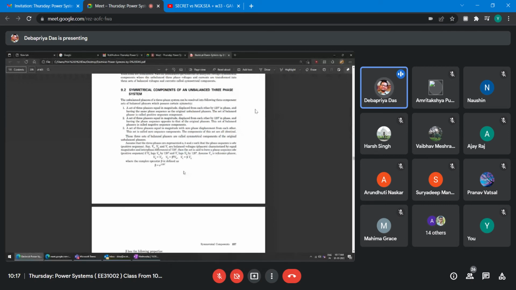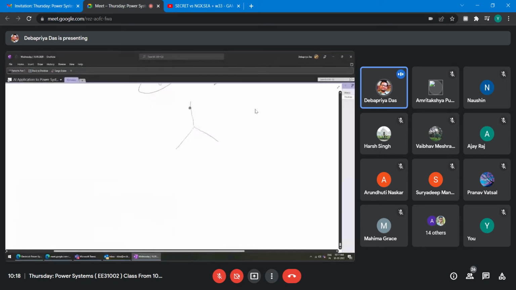Before coming to the next thing, just one thing I'll tell you here. Suppose you have these three phases, this is your VA, this is your VB and this is your VC. Now, this is 120 degrees, this is also 120 degrees and this is also 120 degrees. Assuming that the magnitudes of VA, VB, VC are the same, when you write VB, it will be VA angle minus 120 degrees, because it is lagging.